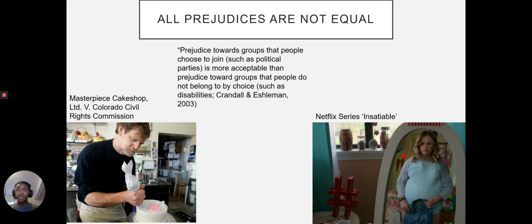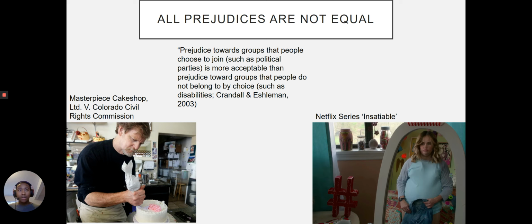We also saw, you can see in the photo on the left, if any of you followed that, a Colorado baker who did not want to bake a cake for a gay couple. In this case, the Supreme Court affirmed that a baker can refuse to make a wedding cake for a gay couple based on the baker's religious beliefs. So if the religious beliefs of the baker are against gay couples being married, then that baker does not have to provide their service to a gay couple.